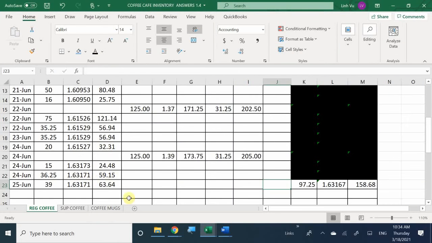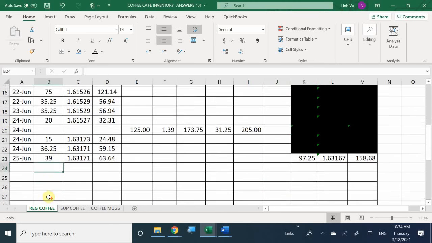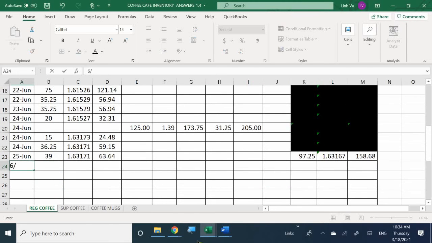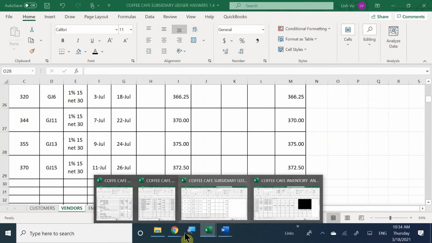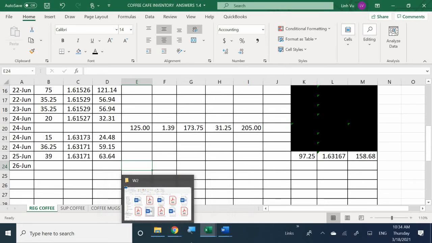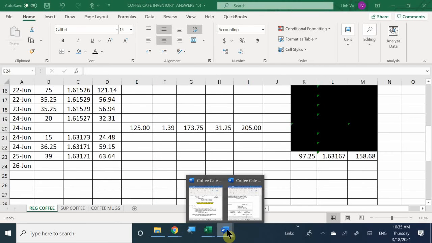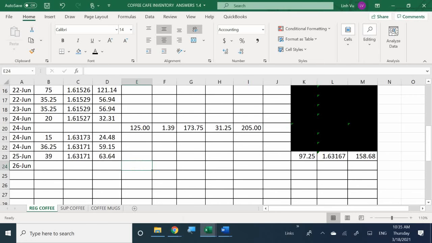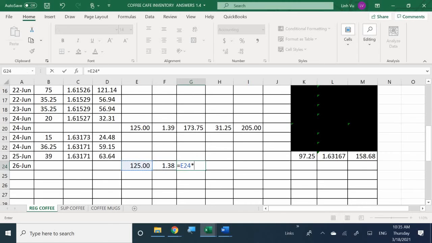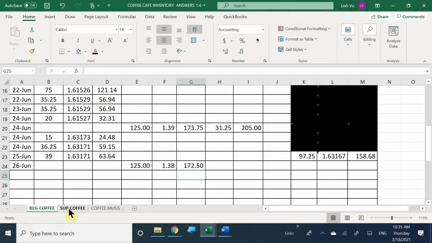Inventory worksheet. So here we are. Okay, so regular coffee. How much we purchased, 125 pounds. At what purchase price? Or what unit cost? 1.38. Oh, 1.38? Yes. Okay. So there you go for 172.50. Okay. We're going to be done for that for now till we have our freight.